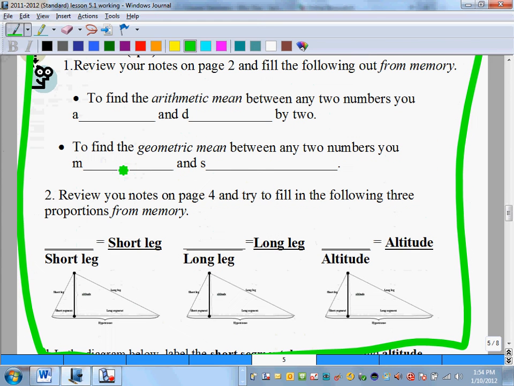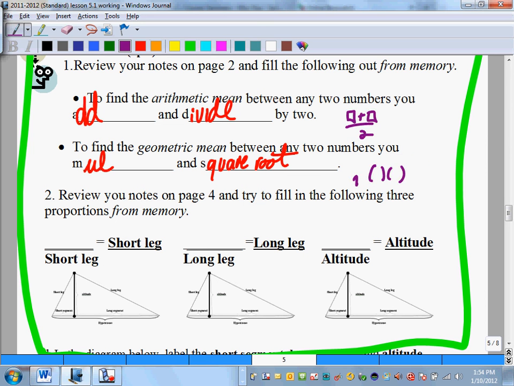Alright, here are your answers. Please correct the person's paper. To find the arithmetic mean, you add and then divide. Think average. To find the geometric mean, you multiply and square root. So in this case you add and divide by 2; in this one you multiply and square root. Both of those are means. One's the arithmetic mean, one's the geometric.